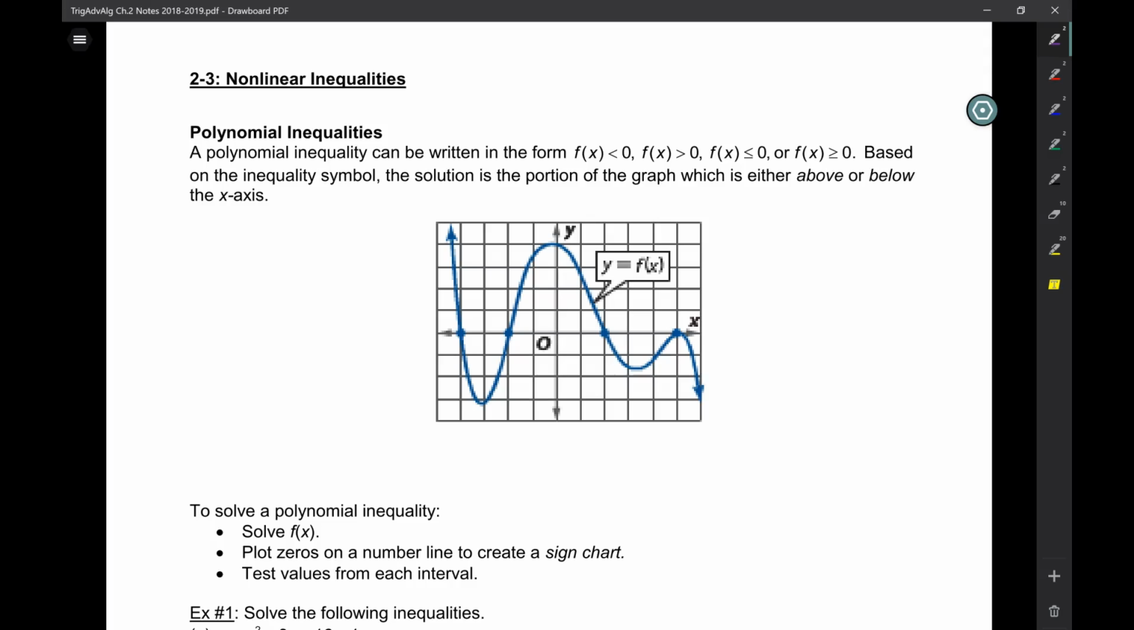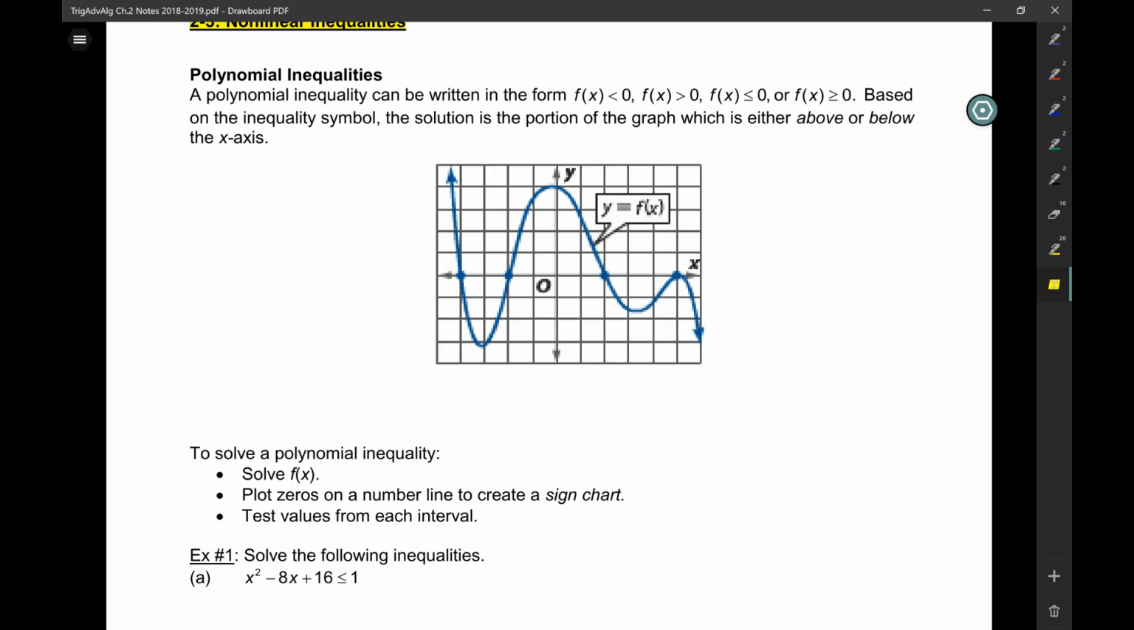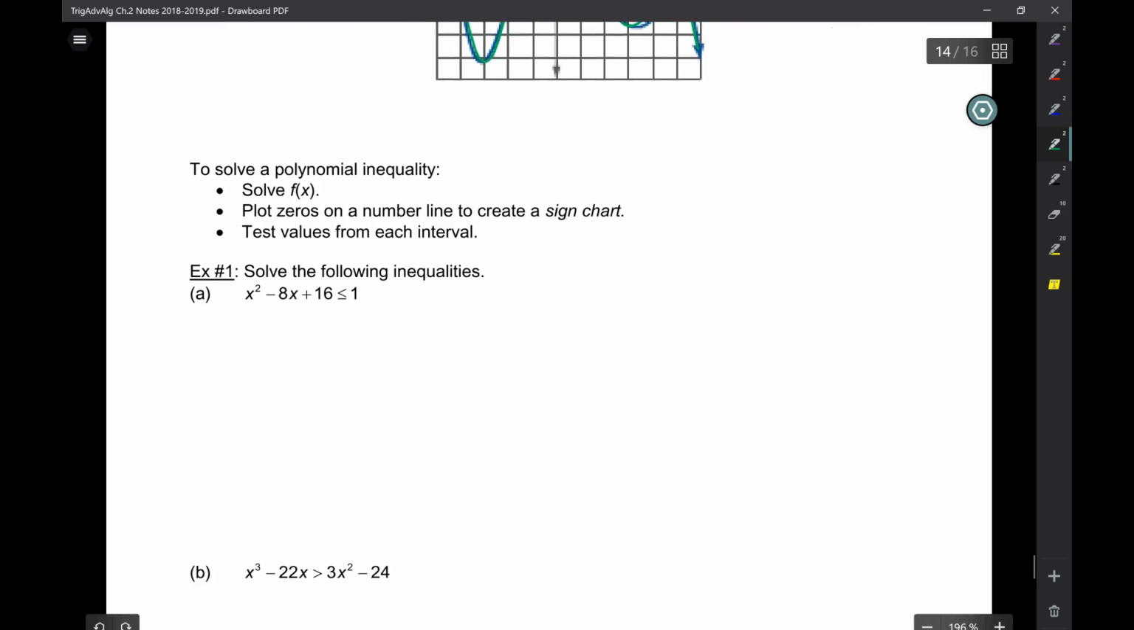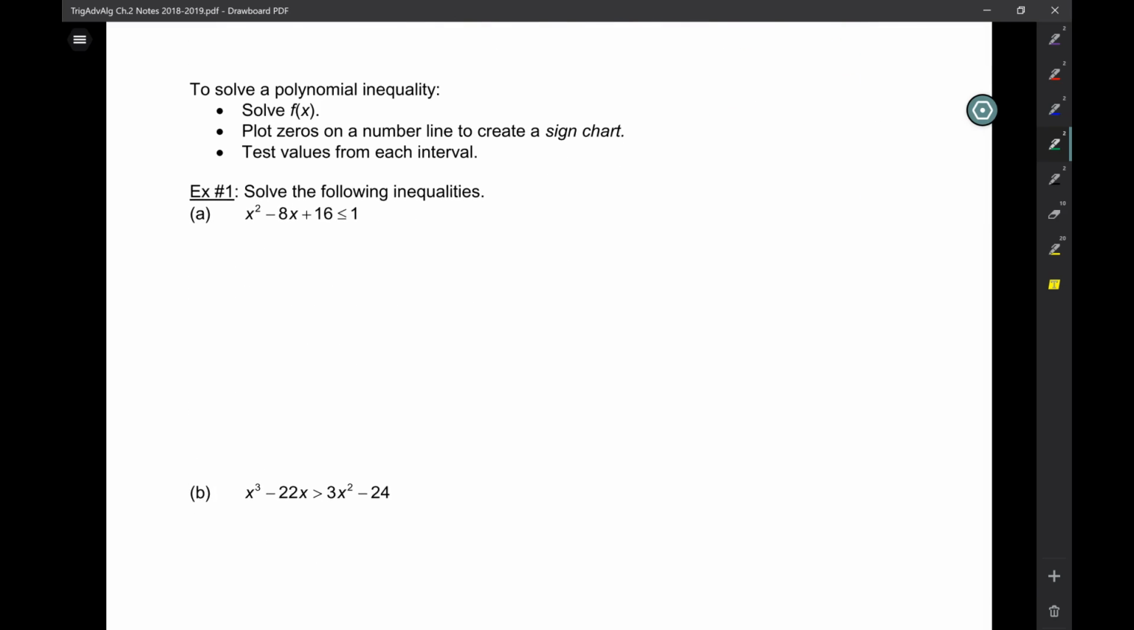Hello, I wanted to do a quick rundown of section 2.3, how to solve nonlinear inequalities. So basically, if we have a function that looks like this, all the parts of the graph that are above the x-axis are regions where we say f of x is greater than 0. And the parts that are below the x-axis are the parts where we say f of x is less than 0. So that's what we have to find, the parts of the function which are positive and which are negative. So the way in which we are going to do it is this.